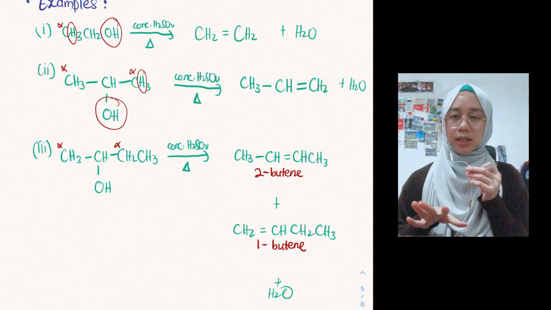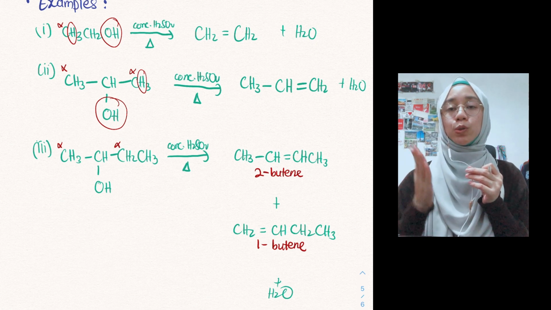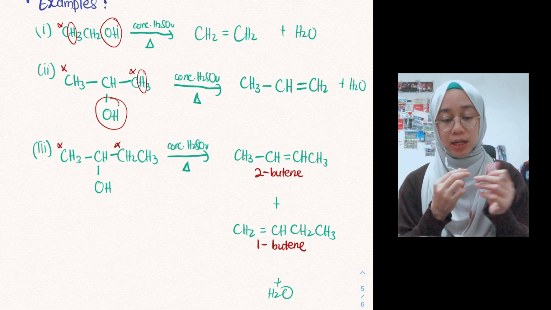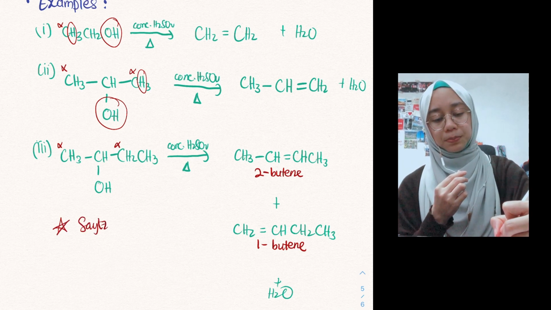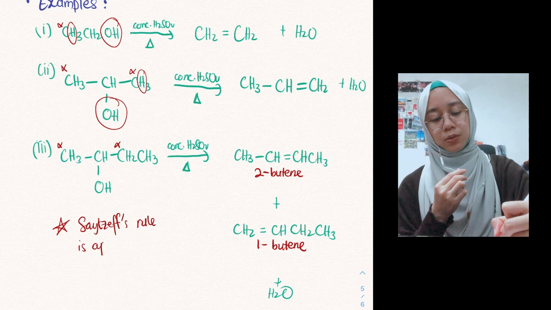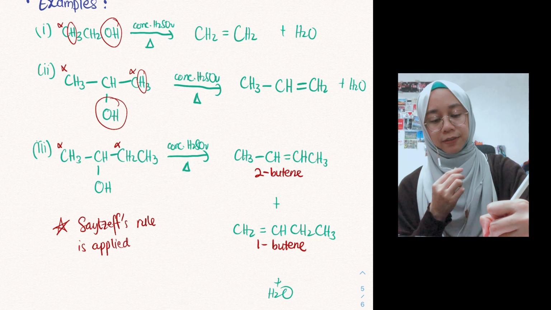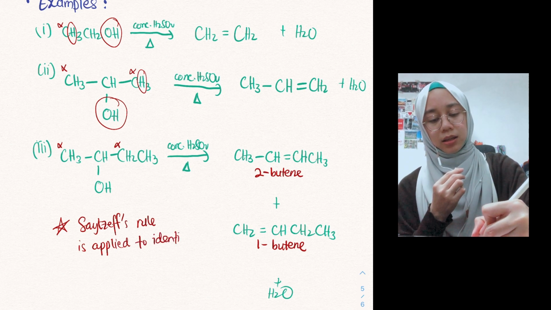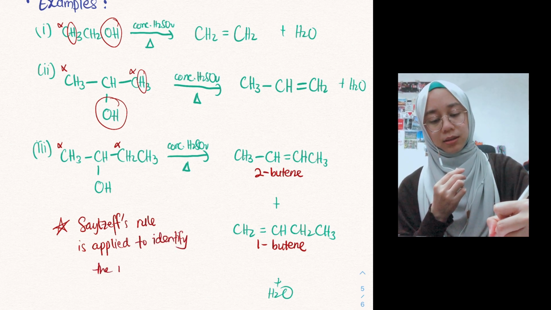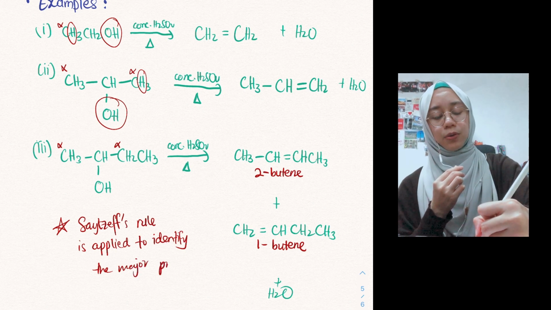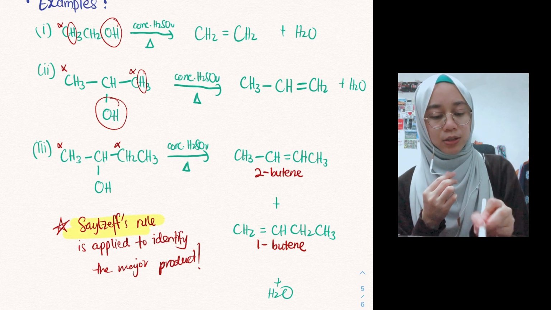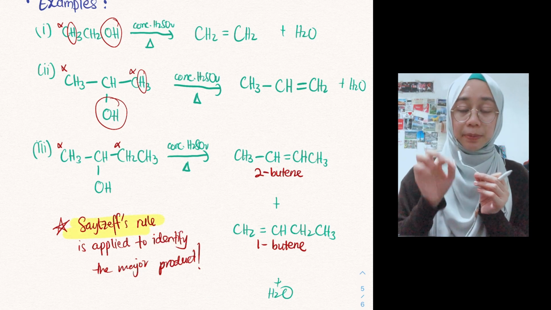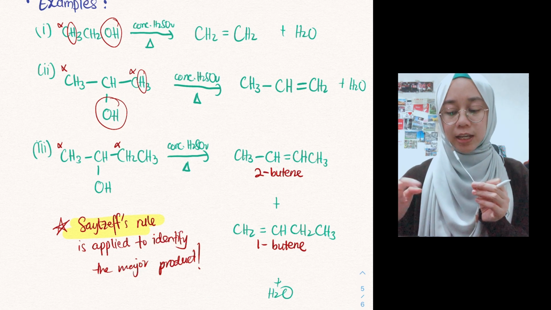So bila ada dua sahaja, you need to identify which one is the major, which one is the minor. Therefore, what you have to do here is you need to apply Saytzeff's rule. Okay, so Saytzeff's rule is applied to identify the major product. Okay, so now we gotta learn what is Saytzeff's rule. Okay, so kita nak tengok dulu apa benda Saytzeff rule ni. Lepas ni kita pergi balik kepada contoh nombor 3 ni.